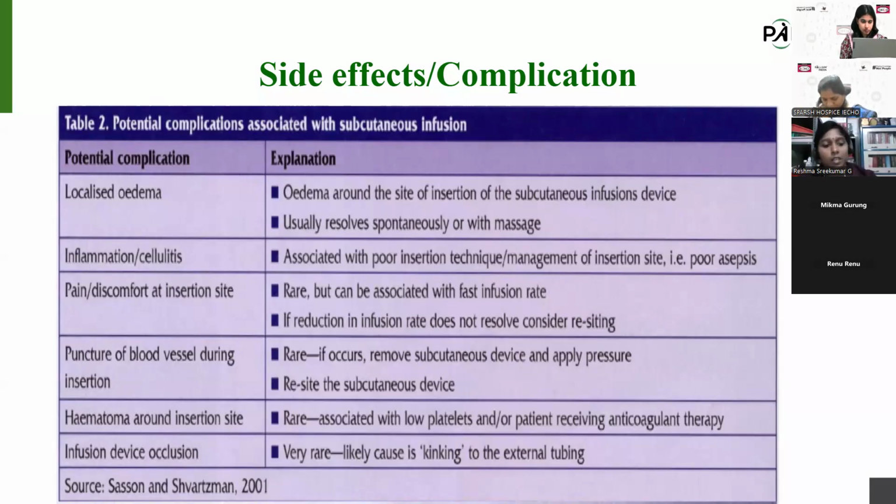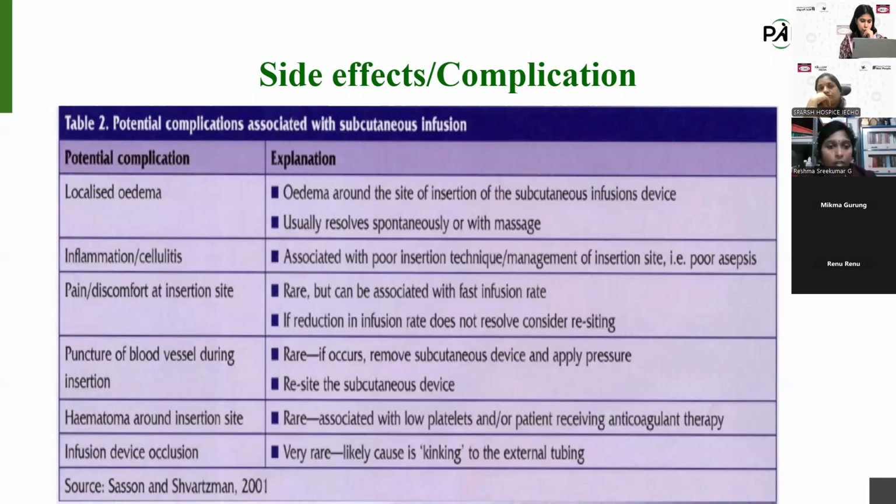Then infusion device occlusion. It is very, very rare in subcutaneous infusion. The likely cause is kinking of the external tubing. So if there is any occlusion showing, just check the external tubing. These are some of the side effects and complications. Before starting subcutaneous infusion, you should explain these points.